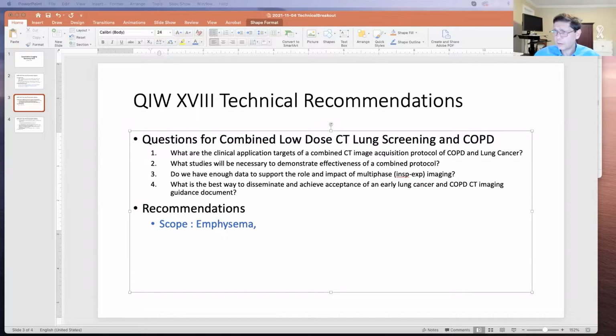So let's say, as defined clinically today, we step back to lung cancer screening and emphysema. Can we not create a protocol that does a good job of giving us both?